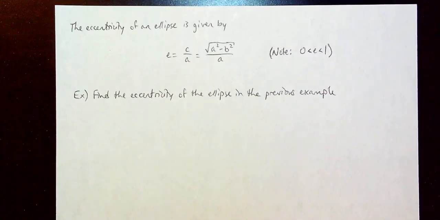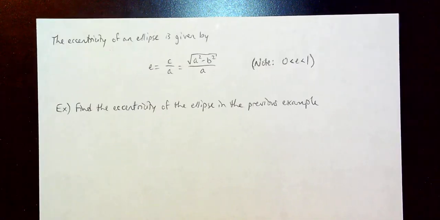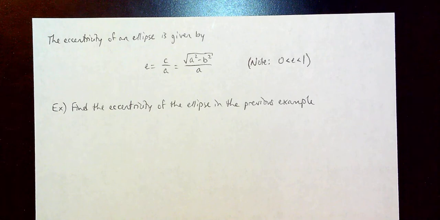Ellipses have this thing known as eccentricity. The eccentricity of an ellipse is given by the simple quotient E is equal to C over A. And if you want to put things in terms of A and B, C is the square root of A squared minus B squared. So C over A is the square root of A squared minus B squared, all over A. And note that the eccentricity of an ellipse is always going to be a number strictly between 0 and 1. If you're getting something less than 0 or greater than 1, then that means you done goofed somewhere.